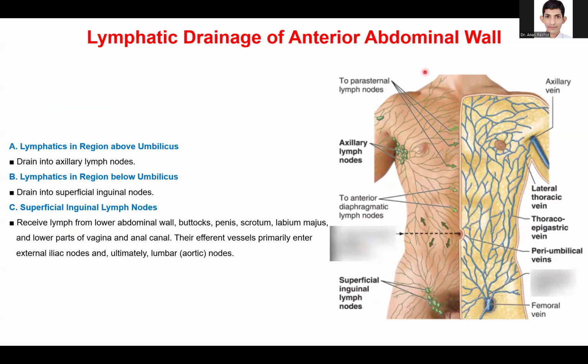Lymphatic drainage of anterior abdominal wall. Lymphatics in the region above the umbilicus drain into the axillary lymph nodes. Lymphatics in the region below the umbilicus are drained into superficial inguinal lymph nodes. Superficial inguinal lymph nodes receive lymph from the lower abdominal wall, buttocks, penis, scrotum, labium majus, and lower parts of vagina and anal canal. Their efferent vessels primarily enter external iliac nodes and ultimately lumbar aortic nodes.